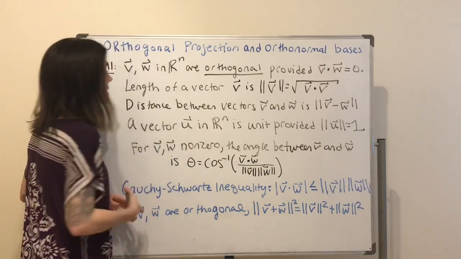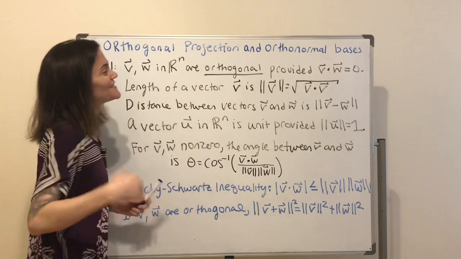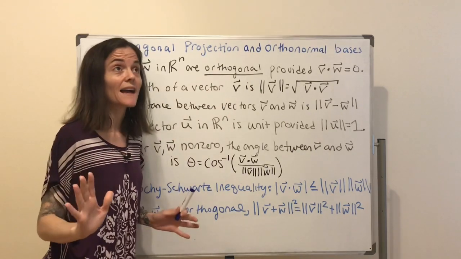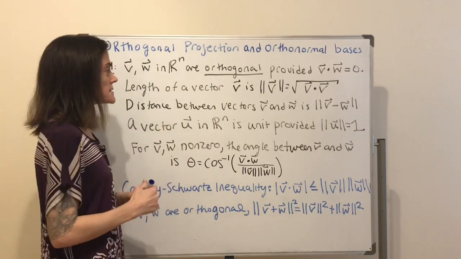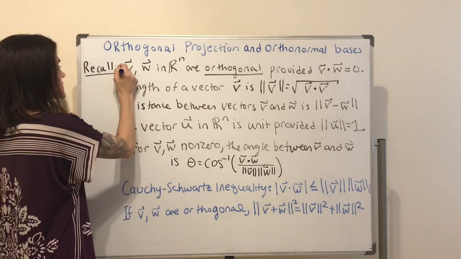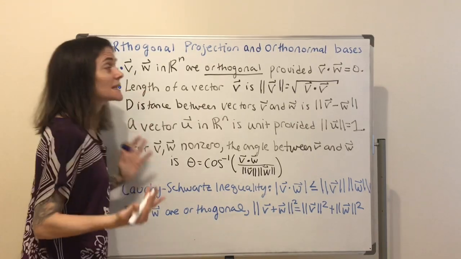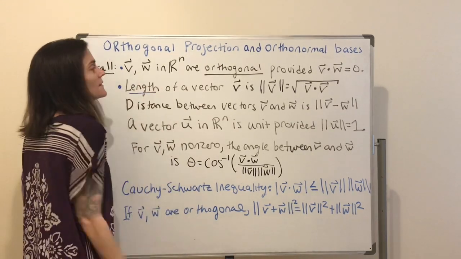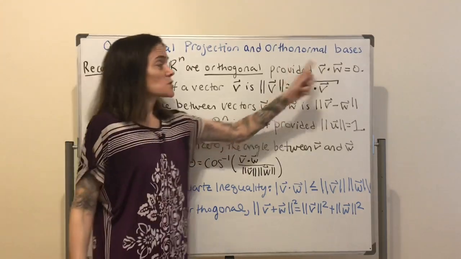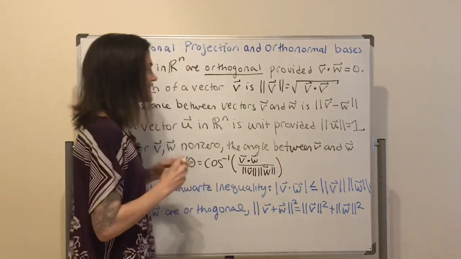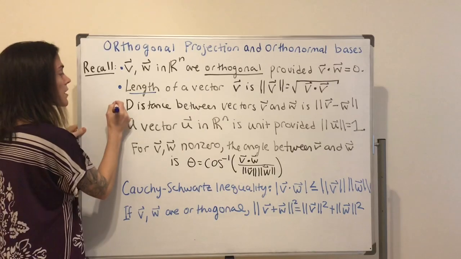Maybe I will underline some things. I underlined this: two vectors are orthogonal provided their dot product is 0. So this is the first thing. Then we discussed the length of a vector. You take the square root of v dot v. This is the length of a vector in Rn.